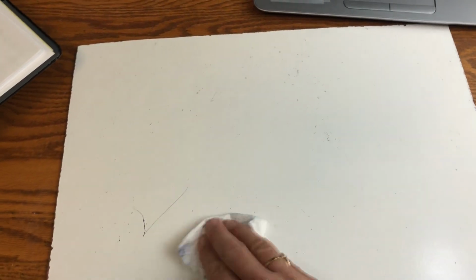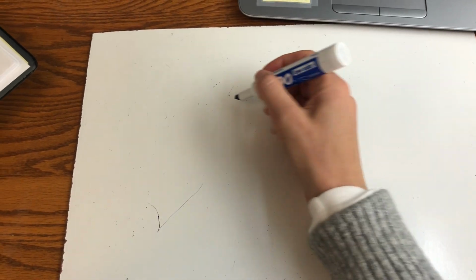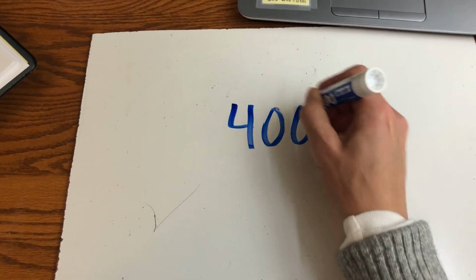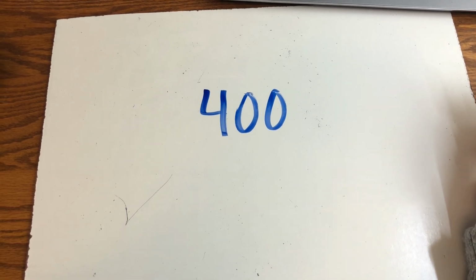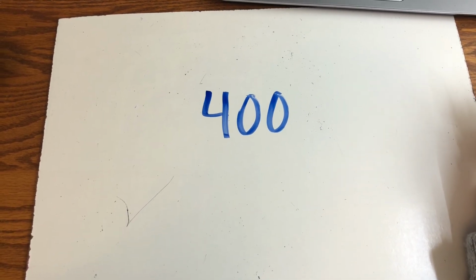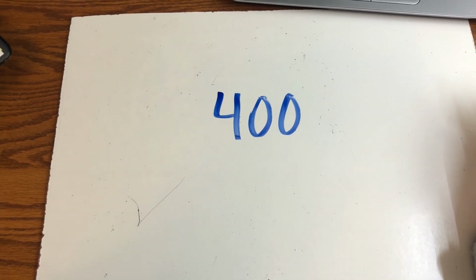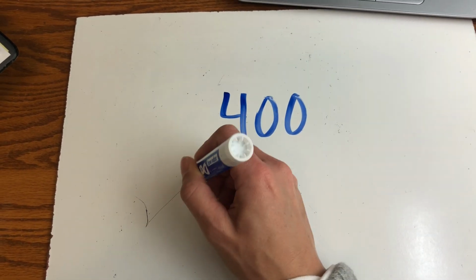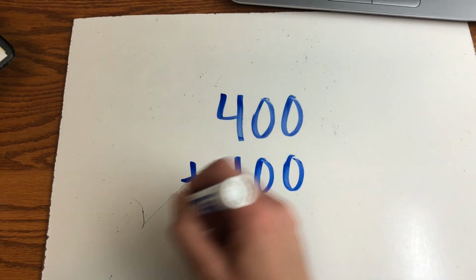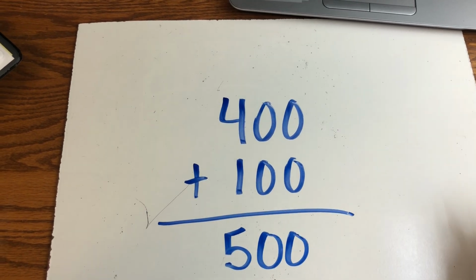I'm going to write a number on my board, and then I'm going to ask you to add to it. Please write this number with me. What is the number? You're right, it's 400. What is 100 more than 400? If I added 100 more, it would be 500.